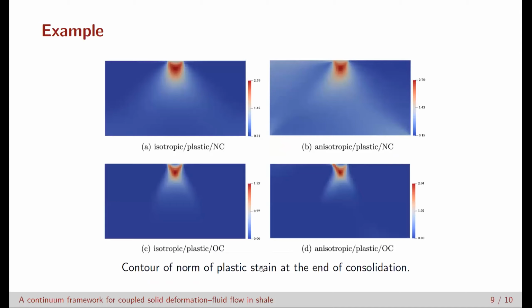Finally, we want to show the contour of plastic strain at the end of the consolidation. As you can see, for normally consolidated shale, we observed a cone-shaped localized plastic deformation, while for over-consolidated shale, we observed conjugated localized plastic deformation bands. If anisotropy has been considered, the preferred direction of the localized deformation band will be along the bed normal direction. That will be all of my presentation, and the other details could be found in my paper.